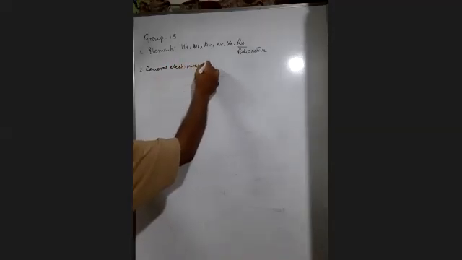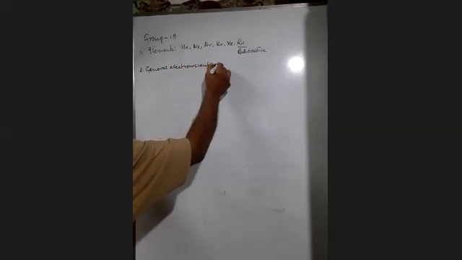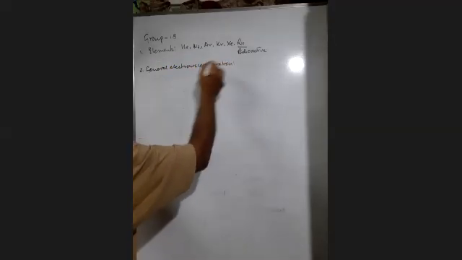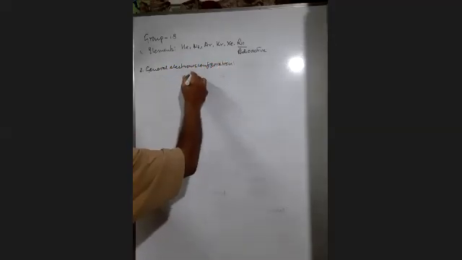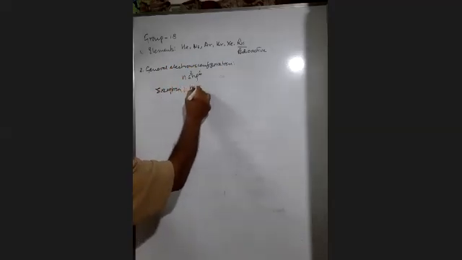General electronic configuration is what? ns2 np6. Exception is what? Exception, helium is 1s2.